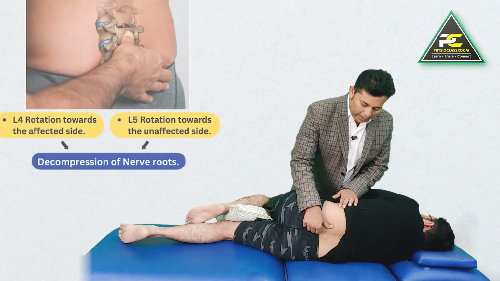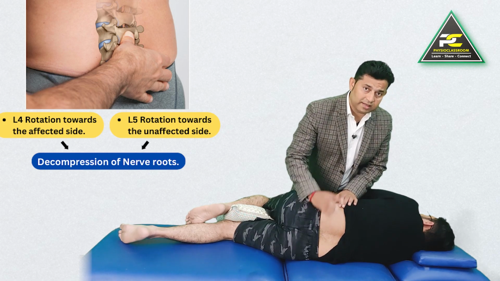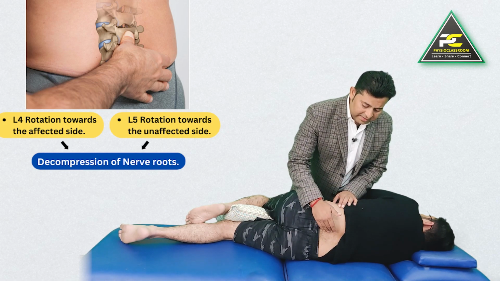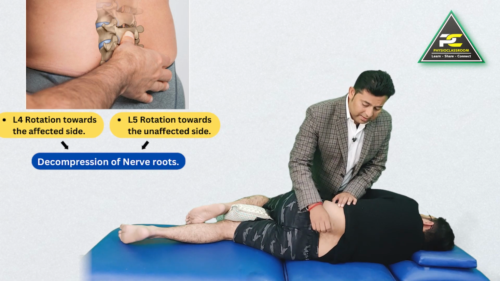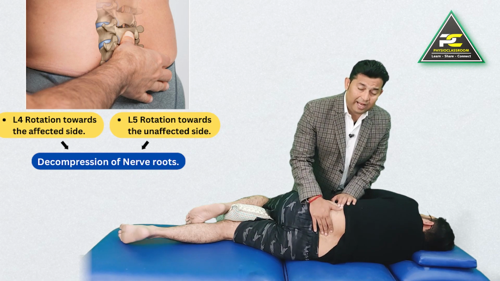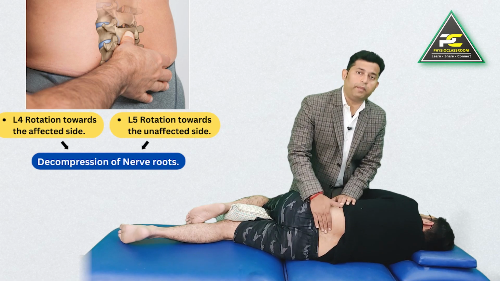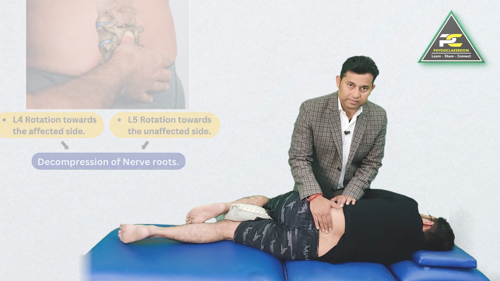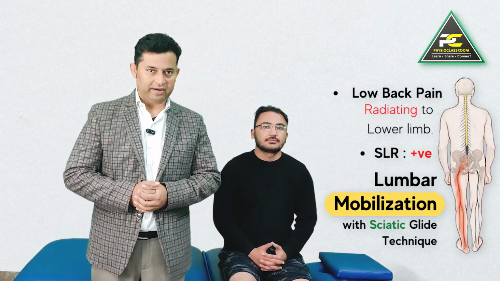So what this maneuver does is it rotates the L4 vertebra towards the involved side, and as a result there is a relative rotation of the L5 vertebra towards the uninvolved side, which opens up the facet joint and helps in releasing compression and tension within the nerve root, thereby relieving the pain symptoms. So this was about the lumbar mobilization with sciatic nerve glide technique.